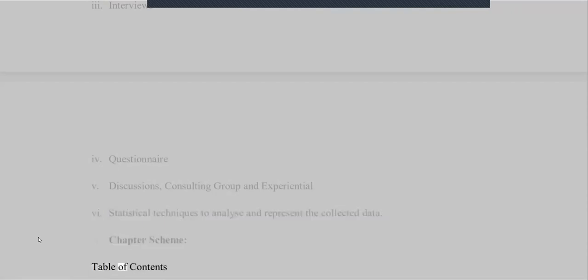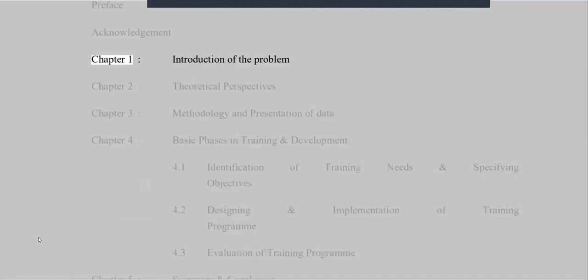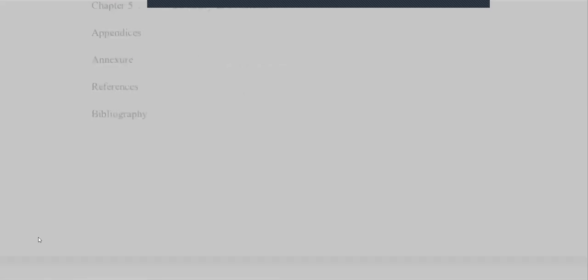Chapter Scheme, Table of Contents. Preface. Acknowledgement. Chapter 1, Introduction of the Problem. Chapter 2, Theoretical Perspectives. Chapter 3, Methodology and Presentation of Data. Chapter 4, Basic Phases in Training and Development: 4.1, Identification of Training Needs and Specifying Objectives; 4.2, Designing and Implementation of Training Program; 4.3, Evaluation of Training Program. Chapter 5, Summary and conclusion, appendices and references, bibliography.